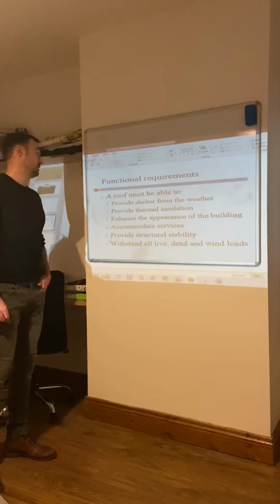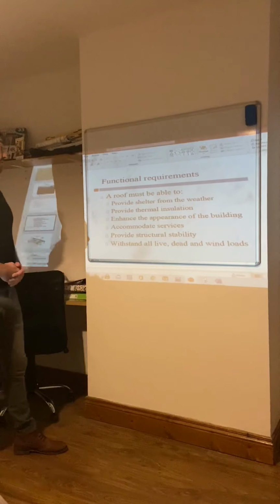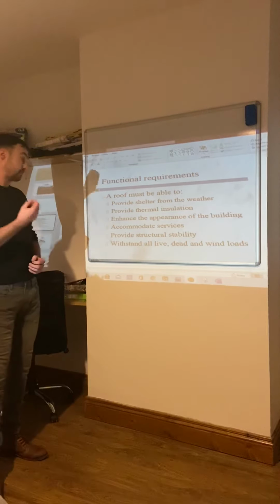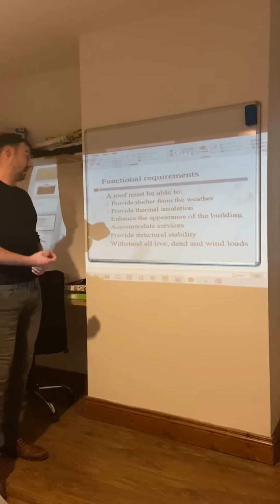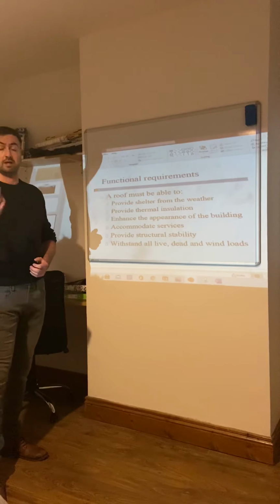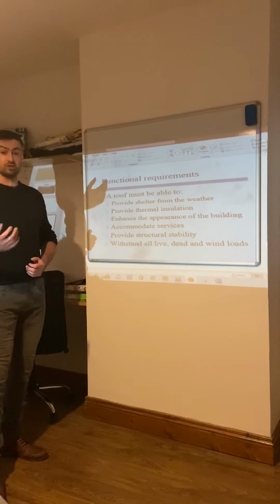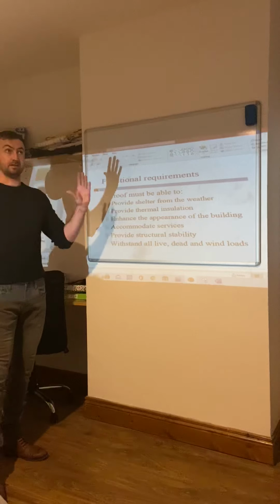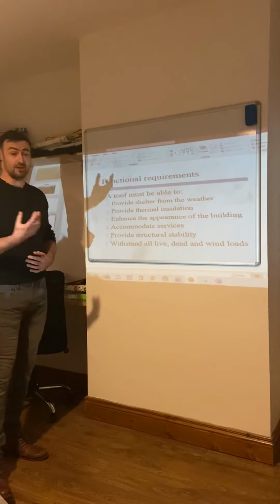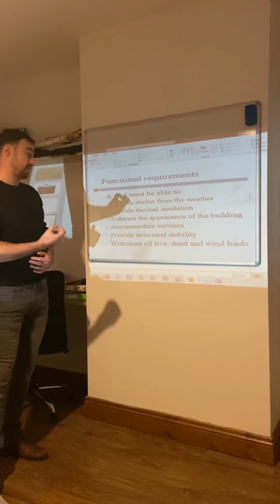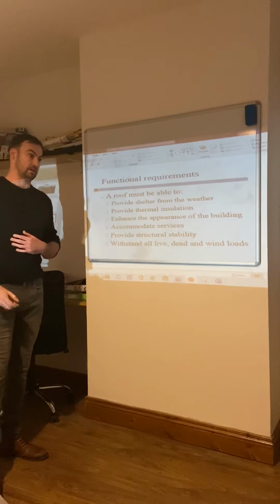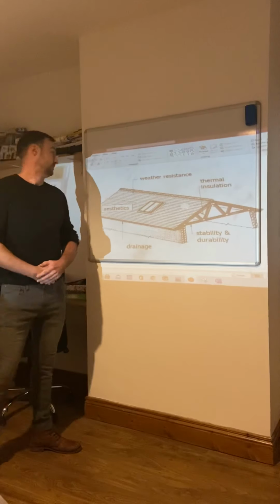So, the functional requirements of a roof. A roof must be able to provide shelter from the weather, provide thermal insulation, enhance the appearance of a building, accommodate services such as drainage, water, electrical, and provide structural stability. It's a triangle, so we want to tie it into two walls and make everything rigid, and withstand live, dead and wind loads, including snow loads. Especially in winter, the snow will be coming down, so we have to incorporate that into our design as well.